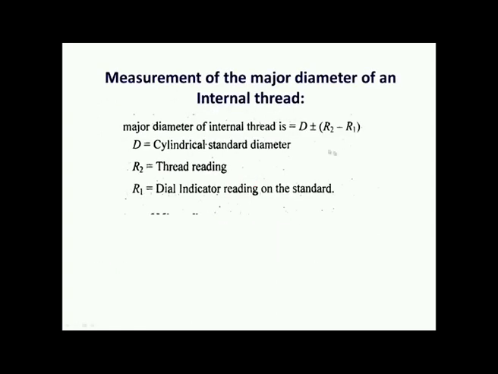Again, in the cast that is obtained, we should measure R1 and R2, and then we should use this equation to find out the major diameter.